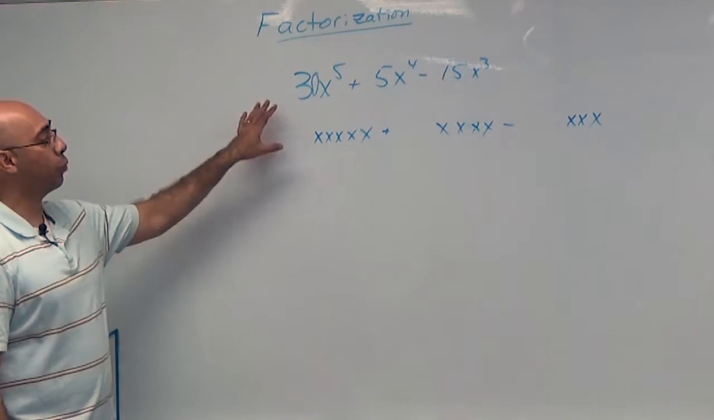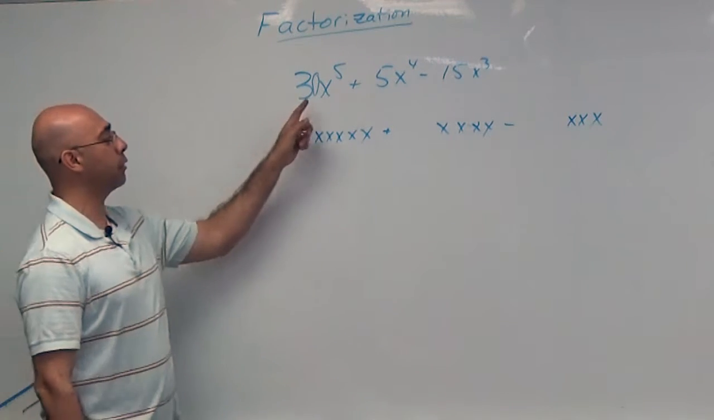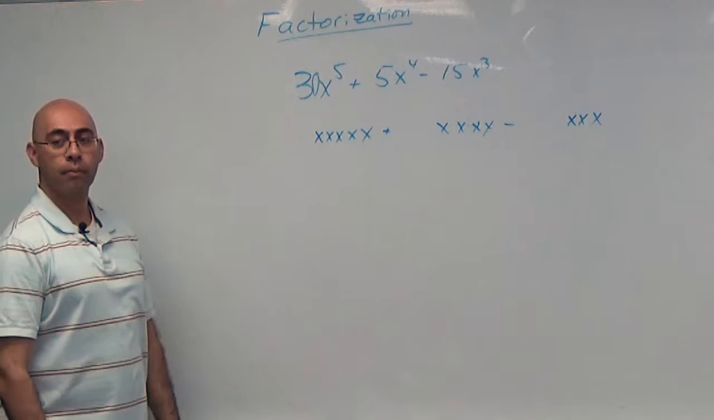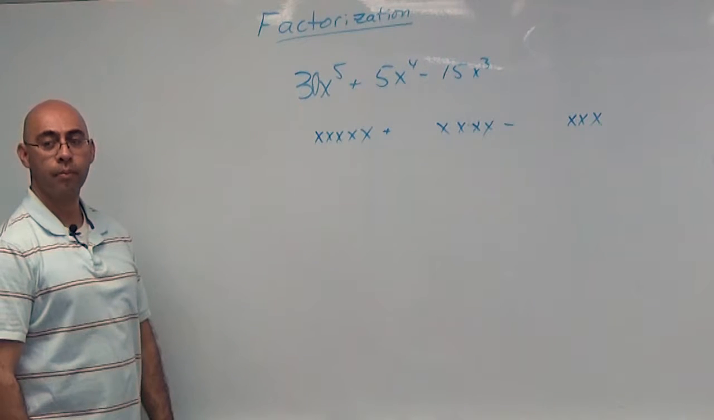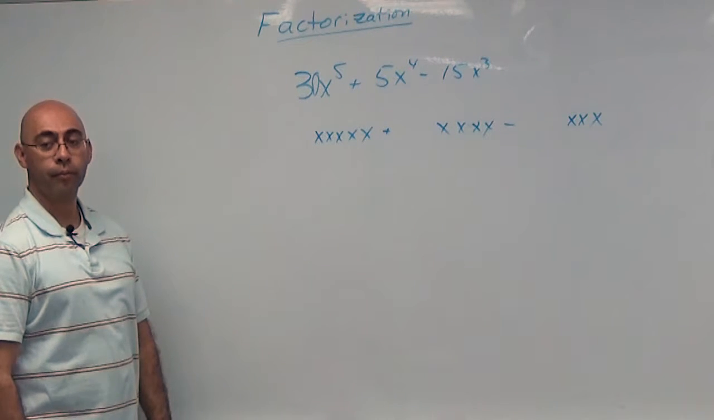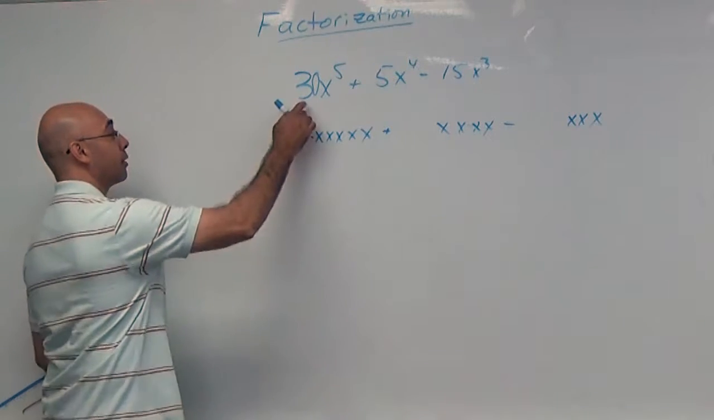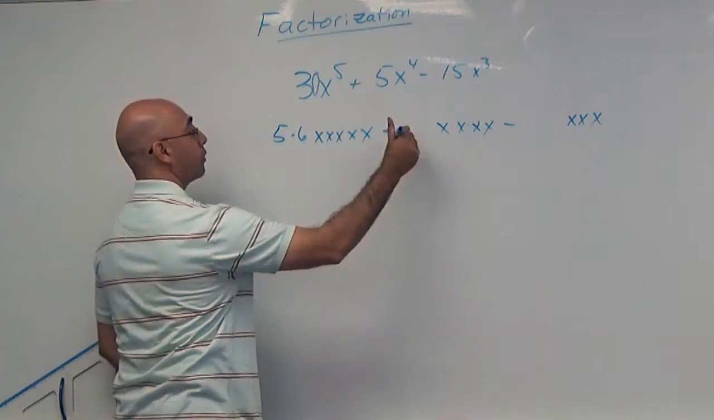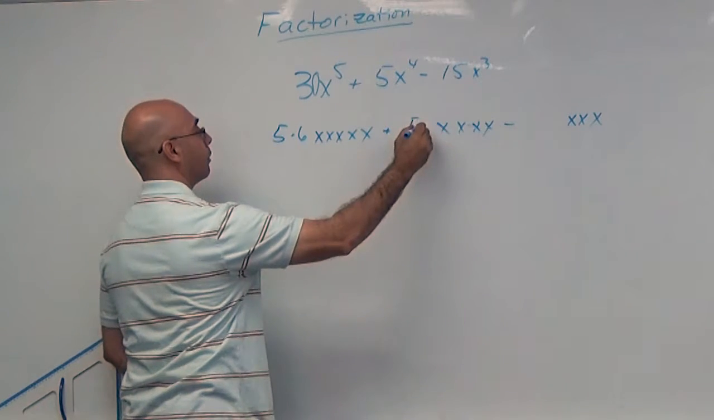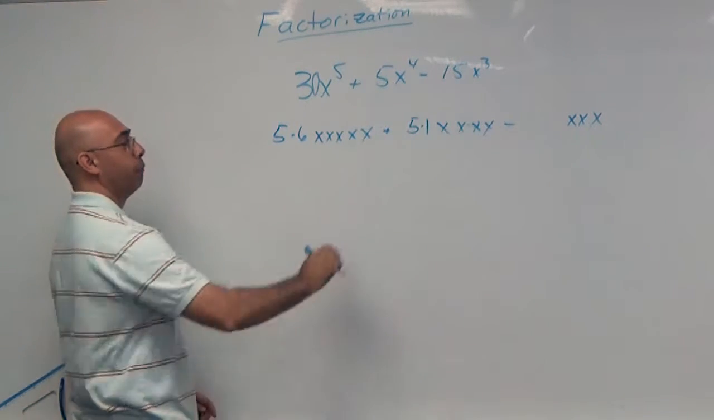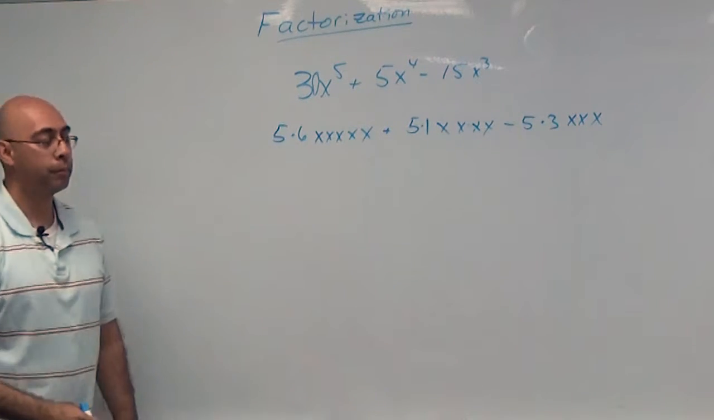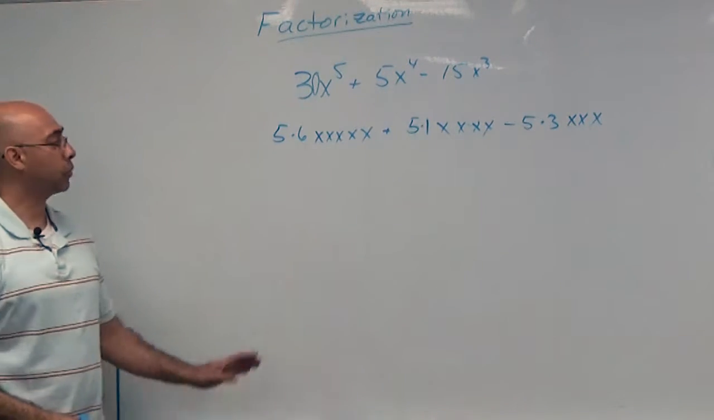So that's with the letters. What else do you notice is in all these numbers here? They're all factors of 5. So this is 5 times 6. This is 5 times 1. You don't need the 1, but I'm going to put it there. This is 5 times 3. So I'm just going to write them all out.